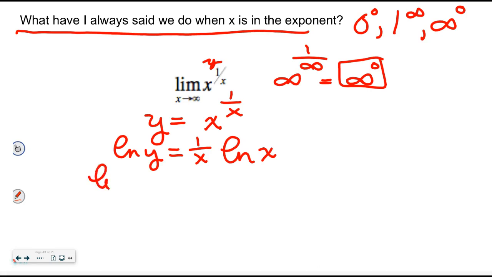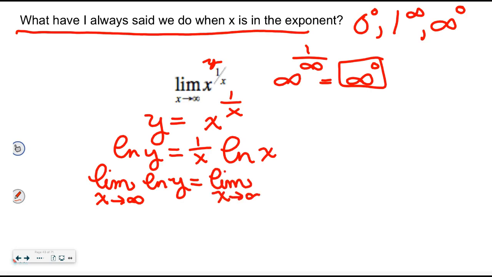Now I'm going to put my limit back on. Notice I'm writing a lot slower. I'll do a lot fewer, but there's going to be a lot more work than yesterday. Some of them on that worksheet, you could just do in your head yesterday. That's not happening today. So the limit as x approaches infinity of the left-hand side is equal to the limit as x approaches infinity of this right-hand side. And I'm going to do this first one not skipping a single step.